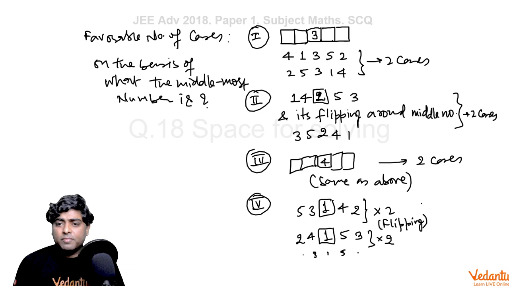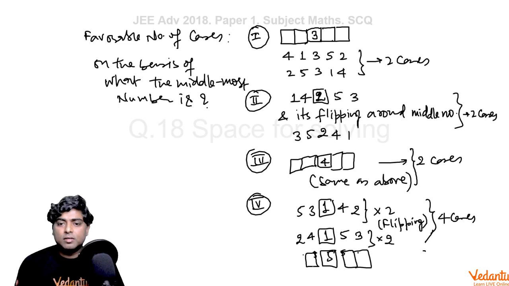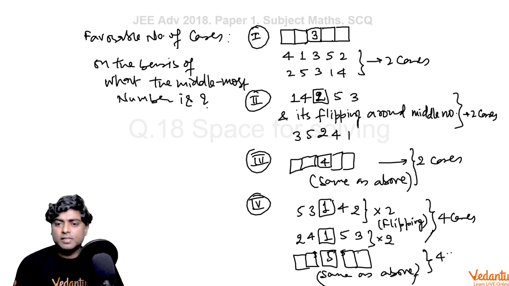So there will finally be 4 cases when the middlemost number is 1, and the same will be the case when the middlemost number is 5. So I am taking the middlemost number as 5. Then it will again be the same as above, similar as above. So here again you will get a total of 4 cases.